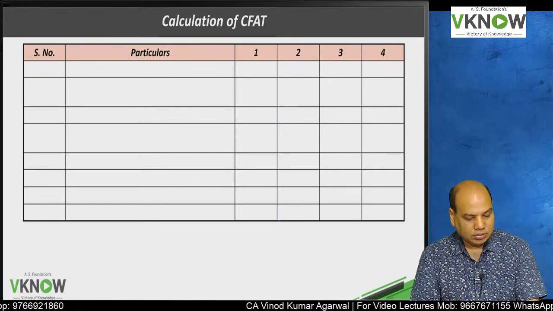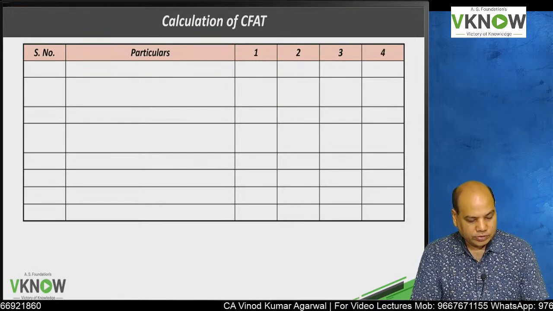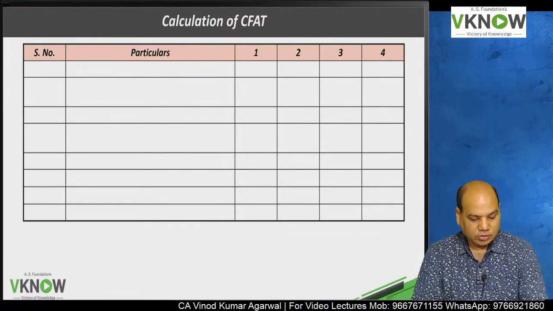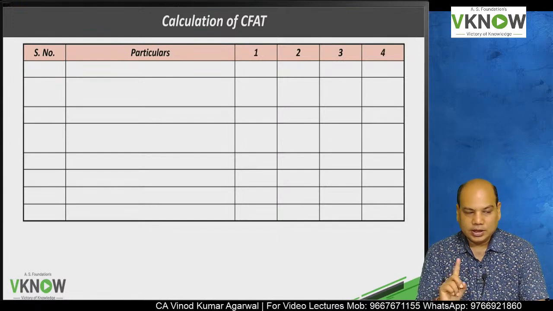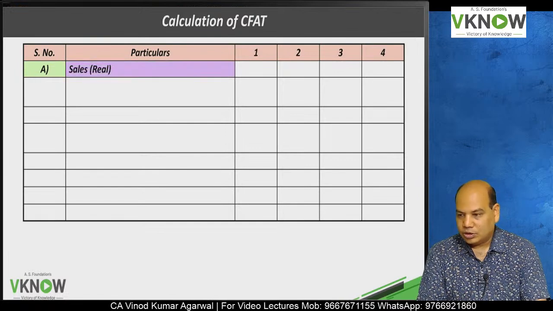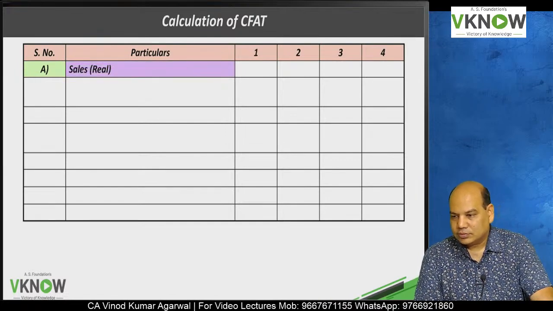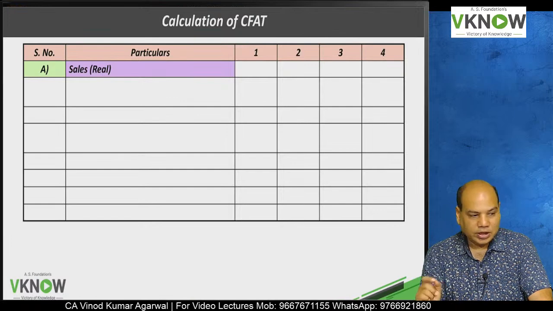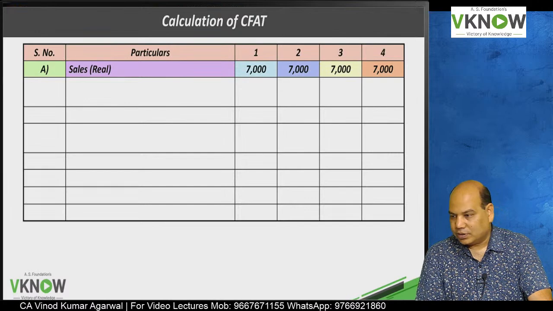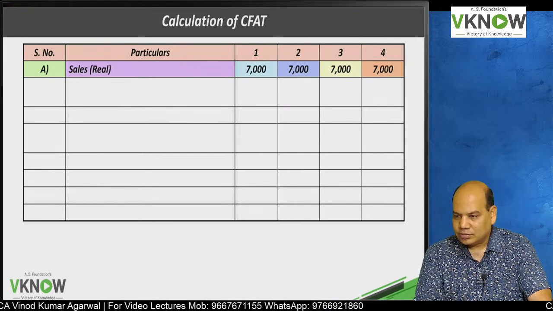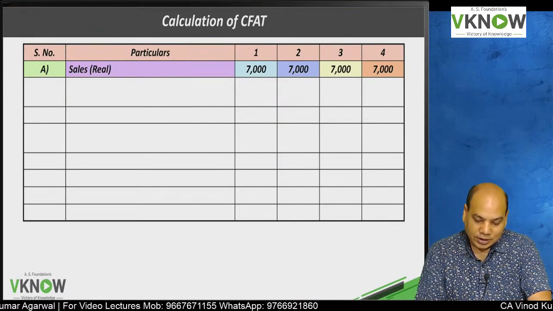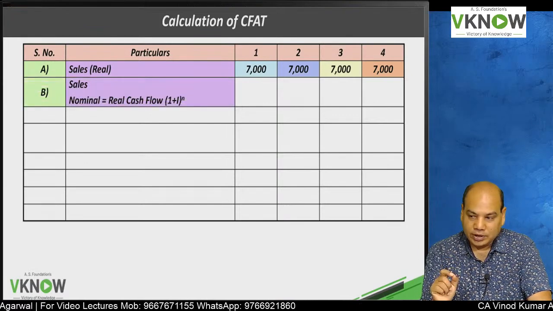Sales are subject to 7% inflation. Cash expense are subject to 8% inflation. Depreciation is not subject to inflation. So with that knowledge, start. First write down sales in real terms. Real terms it will be same, 7,000, 7,000, 7,000, 7,000.